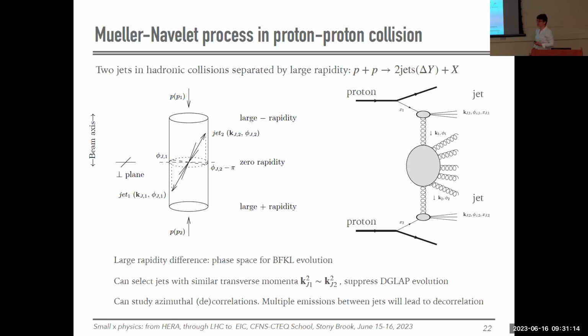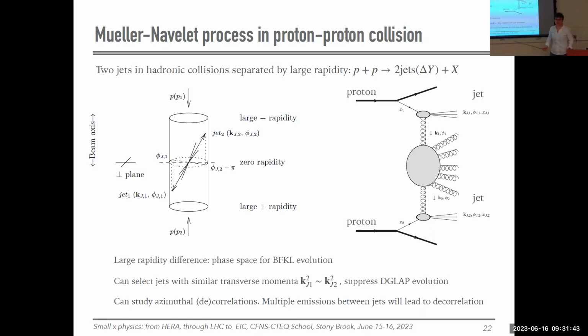Similarly, now at LHC, we have much higher energy. We can measure similar processes, and there we can look at jets. So you have a proton coming in, and then you ask for two jets. They are separated by a large rapidity interval, and then you look for this radiation. So in this plane, you have a proton coming in, you have two jets.